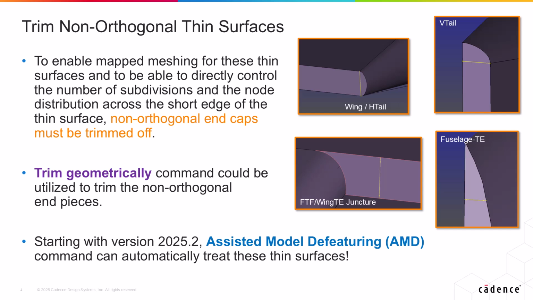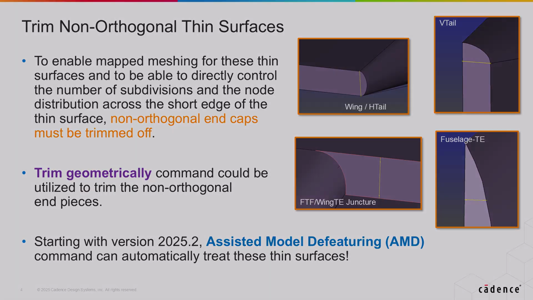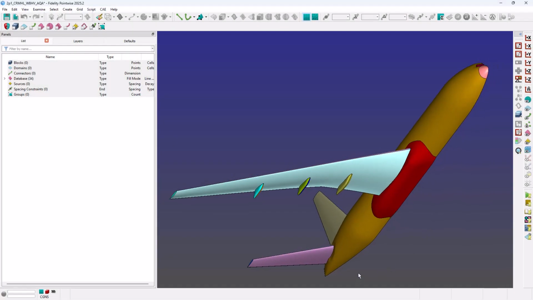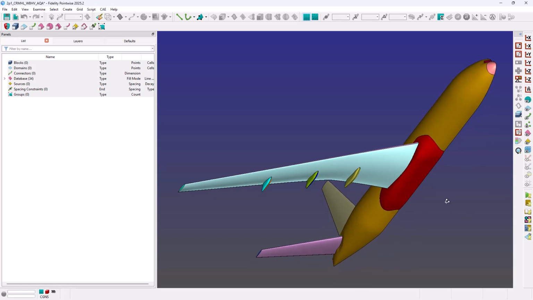Now, up until the latest release of Fidelity Pointwise, we would use the trim geometrically feature to trim these end caps. And you see here some examples of the trim operations performed on this same geometry. But starting with Fidelity Pointwise 2025.2, the new assisted model defeaturing tool allows the user to automatically detect and trim these non-orthogonal thin surfaces in a much more robust and automated fashion. Let me show you this new feature in action so you could see how easy and robust it is to handle these surfaces. I have here the CRM high-lift geometry.